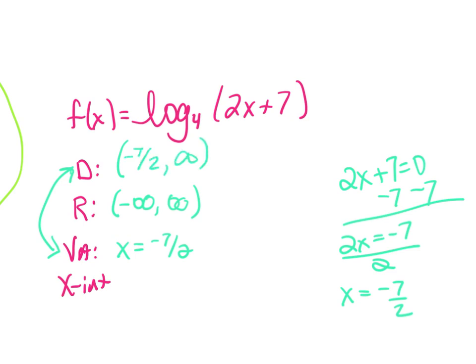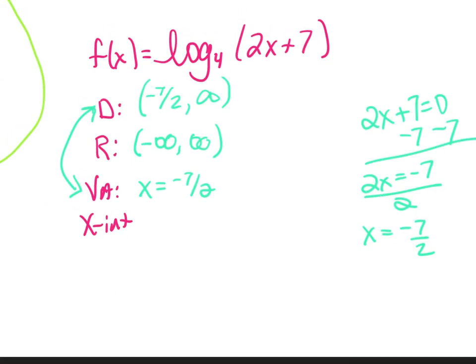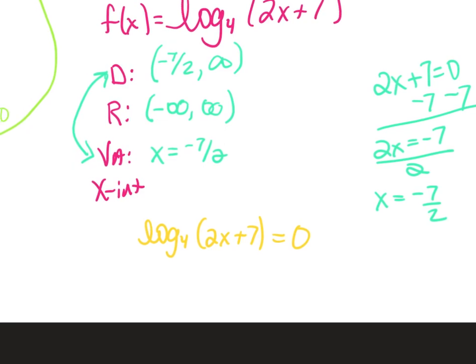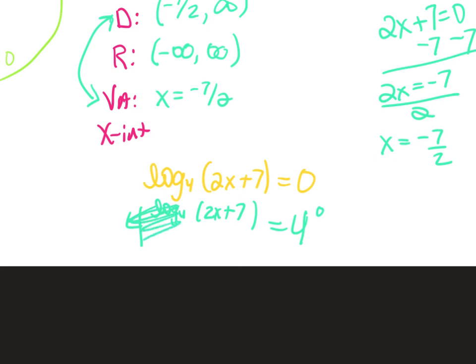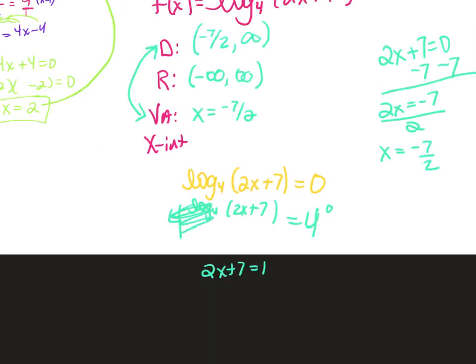And then to find the x-intercept, we would plug in 0 for y. And we already know how to do this. We would say log 4 of 2x plus 7 equals 0. Well, opposite of log would be exponential. So 4, and everything goes up into the exponent. 2x plus 7 equals 4 to the 0 power. So 4 log 4 cancels out. 2x plus 7 equals 1.